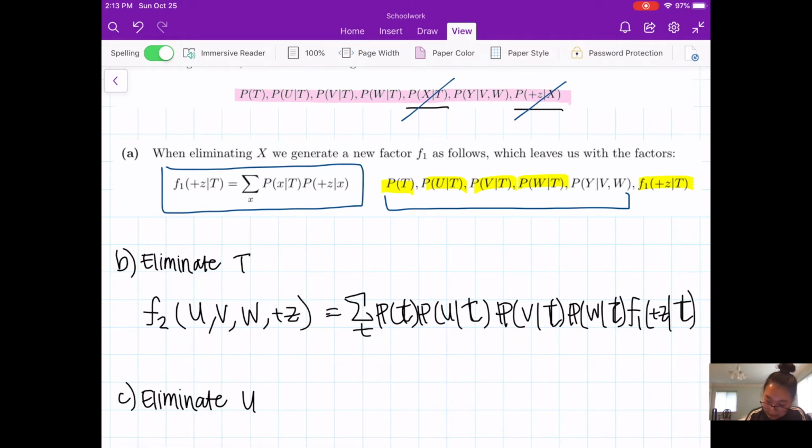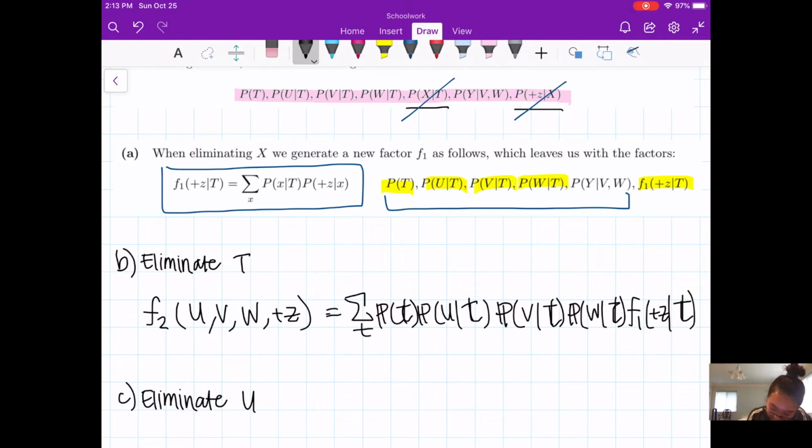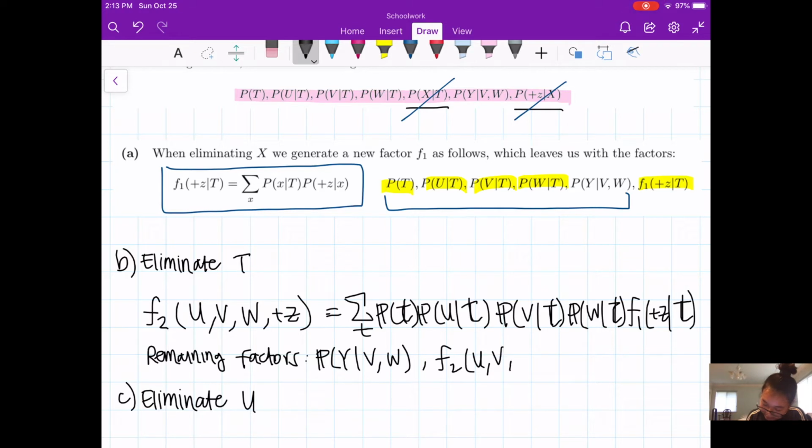Cool. So then based on that, we can also write out what we call our remaining factors. So we would keep the one we didn't use, probability of y given v comma w, and then add on the factor that we just got. So f2 of u, v, w plus c. So those would be our remaining factors, and these would be the values that we get. So let me just box that.